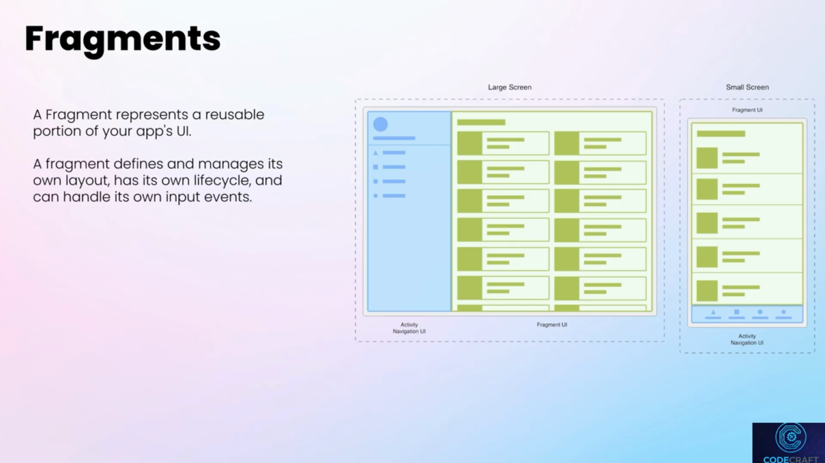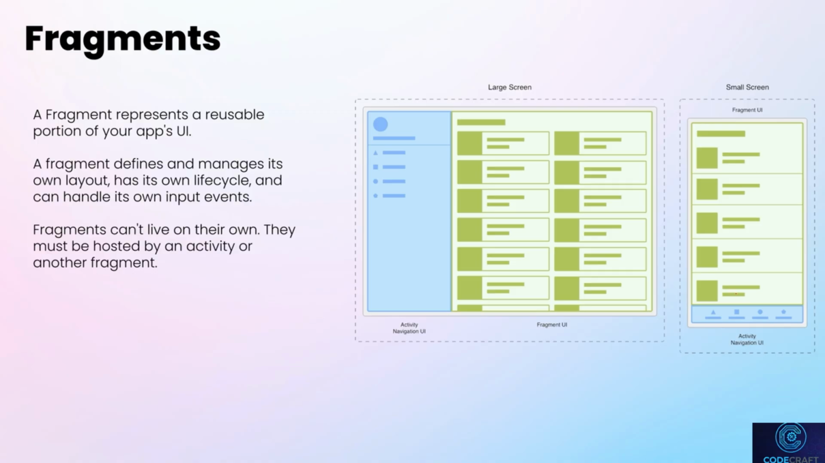A fragment represents a reusable portion of your app's user interface. A fragment defines and manages its own layout, has its own life cycle, and can handle its own input events. Fragments can't live on their own. They must be hosted by an activity or another fragment.